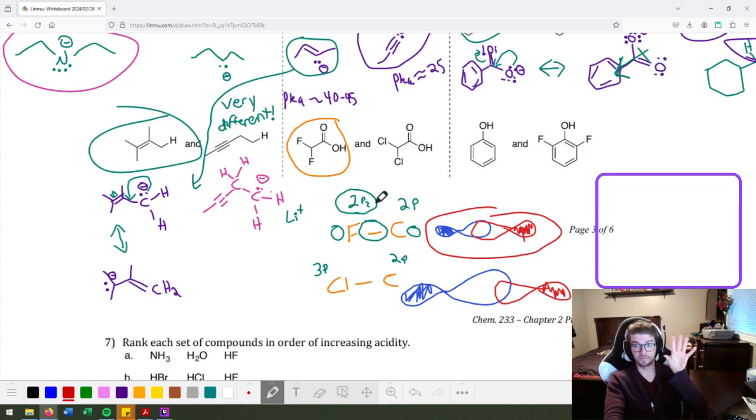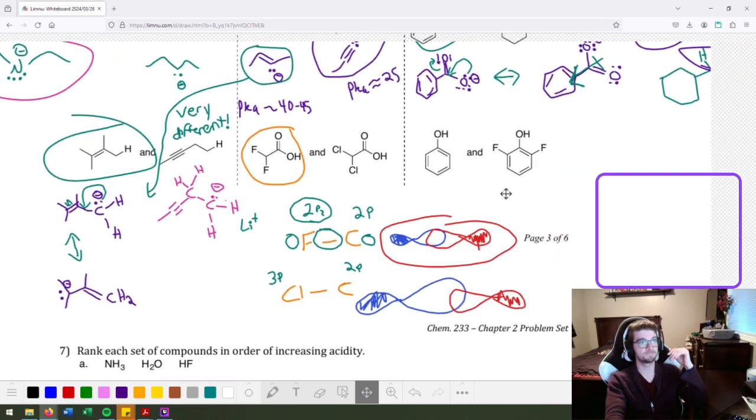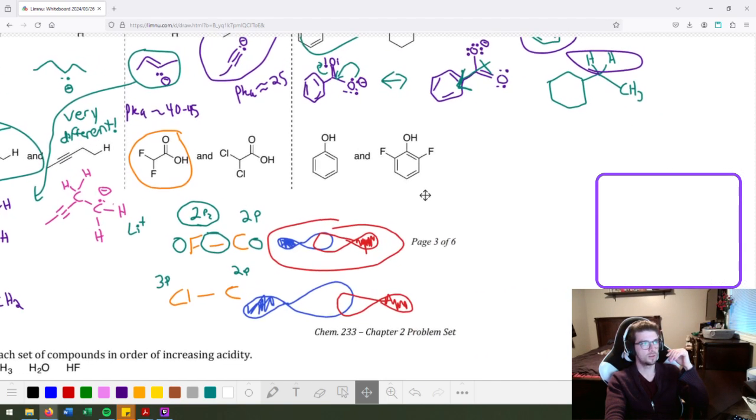Yeah, so for both these reasons, the higher electronegativity of the fluorine and better orbital overlap because of the size of the orbitals, the fluorine is going to be a significantly better withdrawer of this electron density and make this a stronger acid. All right.